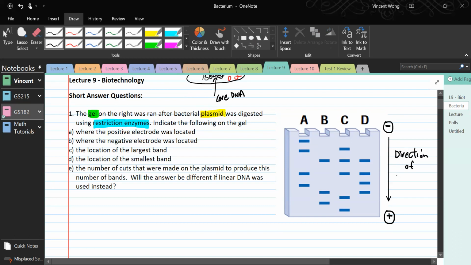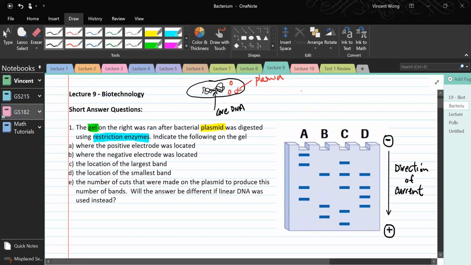Direction of current. Okay. Now, the backbone of DNA is made up of the sugar and the phosphate, right? So the sugar phosphate backbone of DNA makes it negative, right? So that's why we want to run the current from negative to positive. It will basically repel the DNA and push it down the mishmash. Okay.